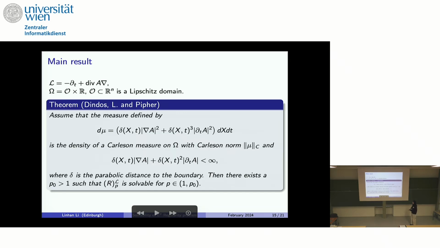All right, so I will take any questions before I move on to the proof. Yes. So the question was, what does this p naught depend on? This p naught will depend on the Carleson norm here. It will depend on the ellipticity condition, as well as this L-infinity norm of A, and also the Lipschitz constant of the domain.